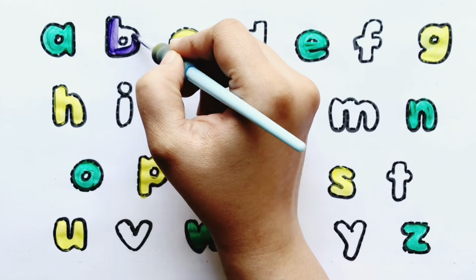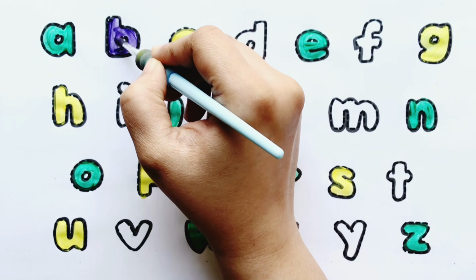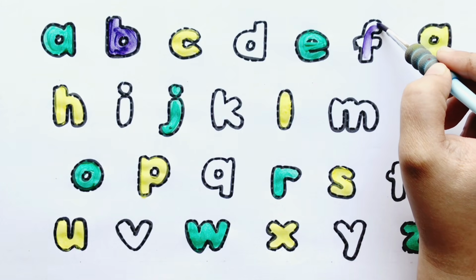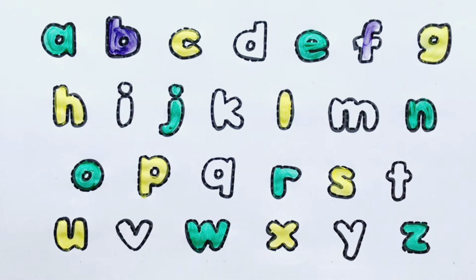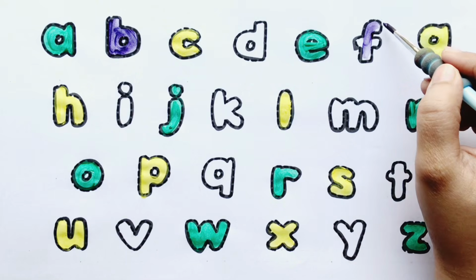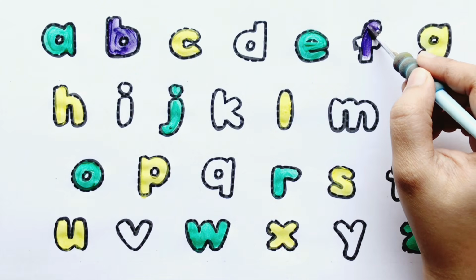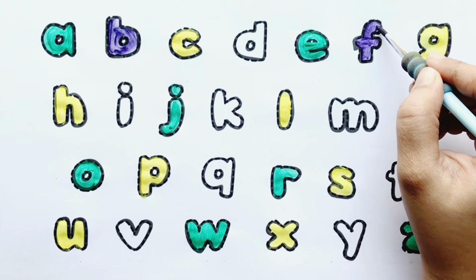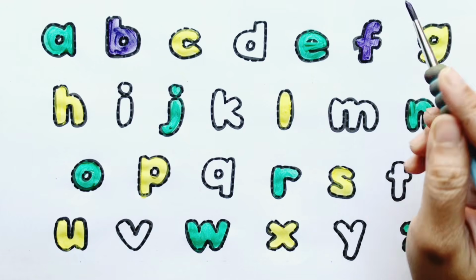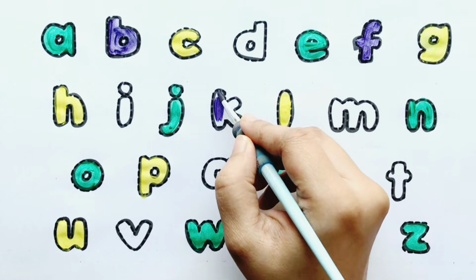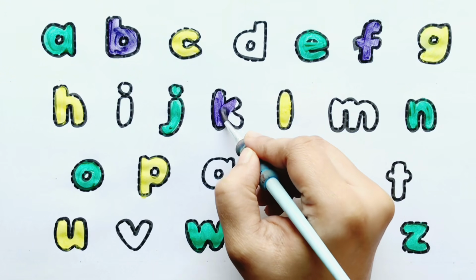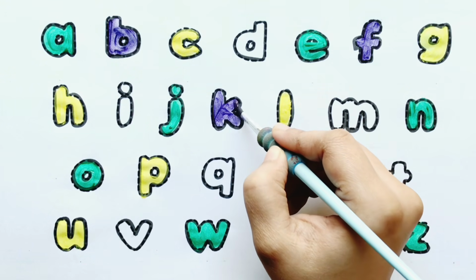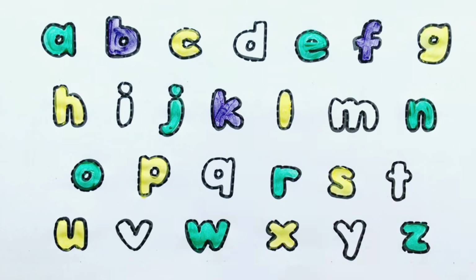Purple color. B for bear. B, C, D, E, F, G, H, F for flower. K, L, M, N, O, P, Q, R, S, T, U, V, W, X, Y, and Z. Now K for kite. My ABCs. Next time, won't you sing with me?